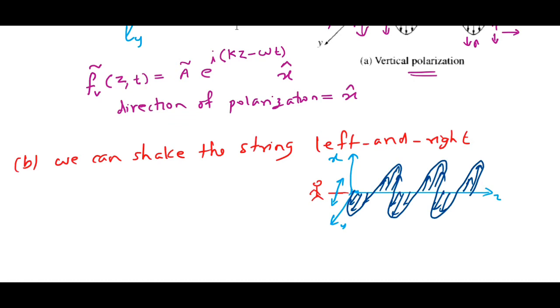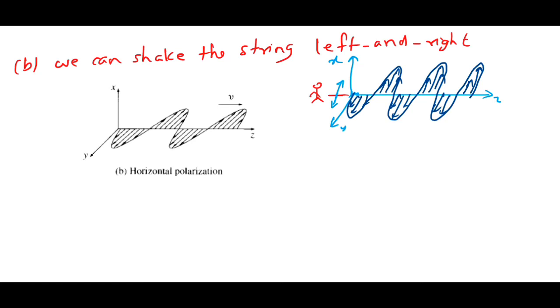For more, I will show you a clear picture. From this picture, it is clear that for horizontal polarization, the waveform will be like this. That is, the propagation is along this z direction, but the string element vibrates along this y direction, positive and negative y direction. Such a wave is represented by the horizontal polarization wave.